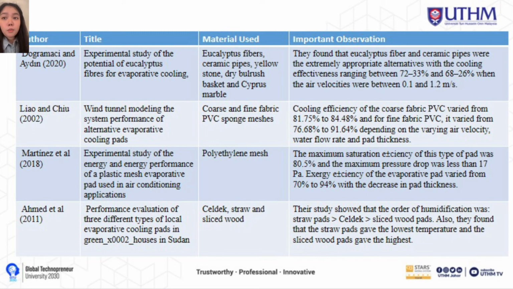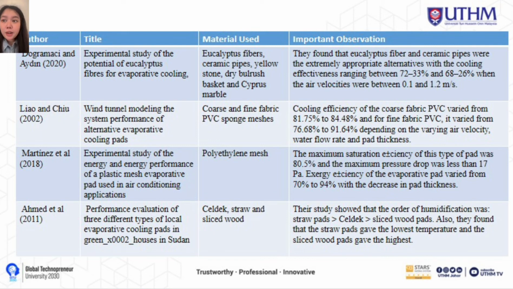And the next is Liao and Ju 2002. The title is Wind Tunnel Modeling the System Performance of Alternative Evaporative Cooling Pads. The materials used are coarse and fine fabric PVC sponge meshes. The important observation found is the cooling efficiency of the coarse fabric PVC varied from 81.75% to 84.48%, and for fine fabric PVC it varied from 76.68% to 91.64%, depending on the varying air velocity, water flow rate, and pad thickness.